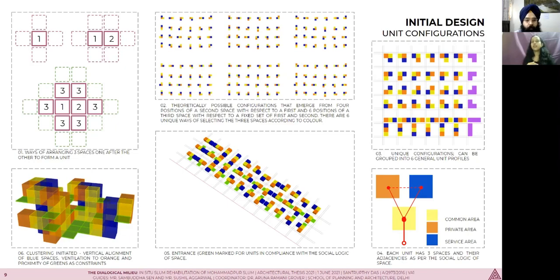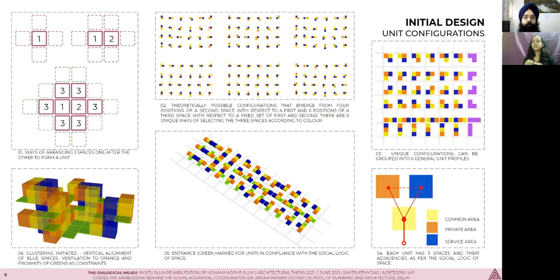And with that, theoretically, we are able to produce about 144 different ways of arranging these components, out of which only 24 follow the social logic of space, which means that the entrance needs to be connected to the common area, and your toilet and the service areas and the private area need to be individually connected to the open space itself. In a house of a little higher economic zone, let's say an HIG, you end up having your toilets inside the bedroom. So their social hierarchy is different. Here, since it's just one toilet for the entire house, you need to keep it connected to the common space.